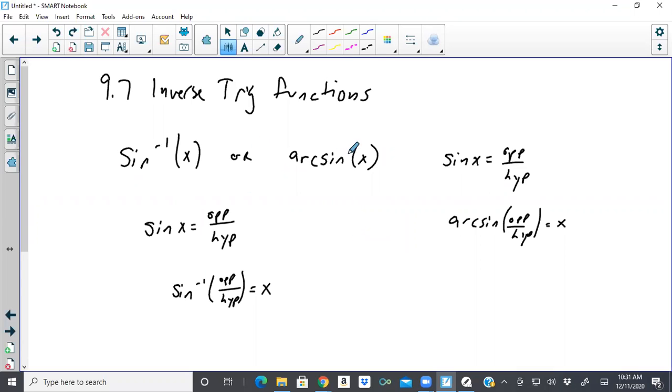Okay, so inverse trig functions can either be written as sine inverse or arcsine. Obviously, it can be done with cosine and tangent, and then all three of the other ones as well. So just so we're on the same page, I'm going to be using this one. Your book will use this one. They are interchangeable.